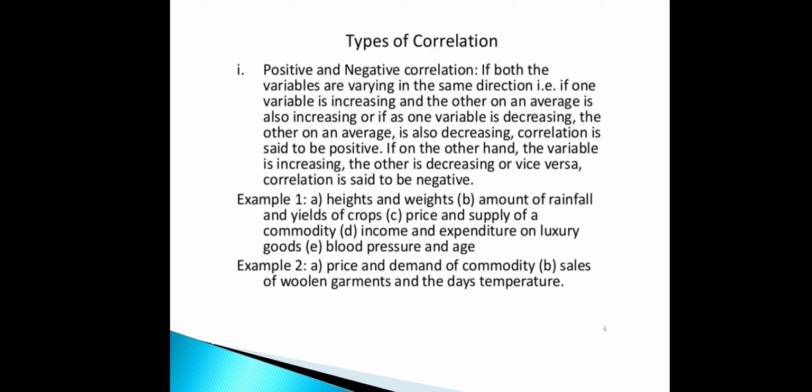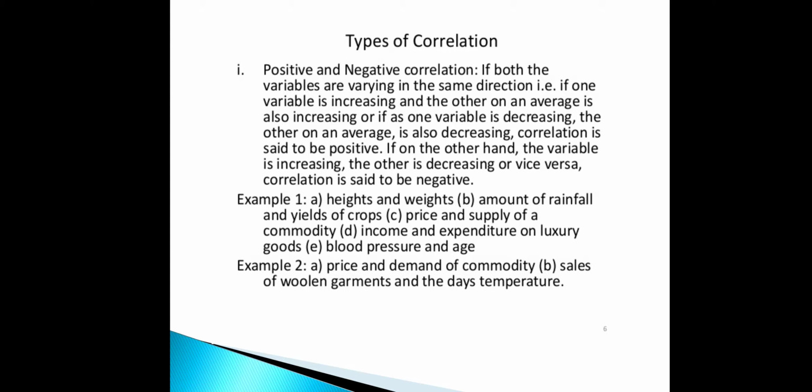If both the variables are varying in the same direction, that is, if one variable is increasing and the other on an average is also increasing, or if as one variable is decreasing, the other on an average is also decreasing, then correlation is said to be positive. In a simple way, if x and y are two variables, then if x increases, y also increases. If x decreases, y also decreases. Both vary in the same direction, so we say they are positively correlated. That is a positive correlation.